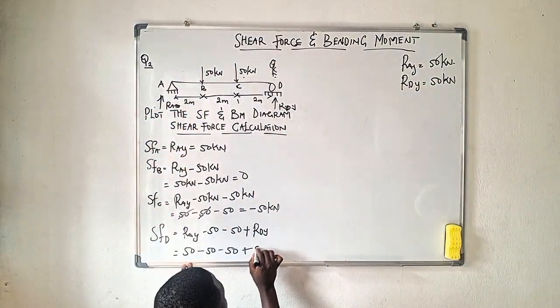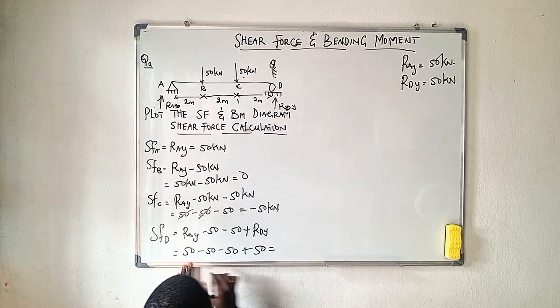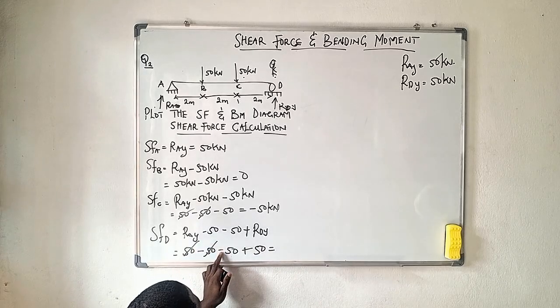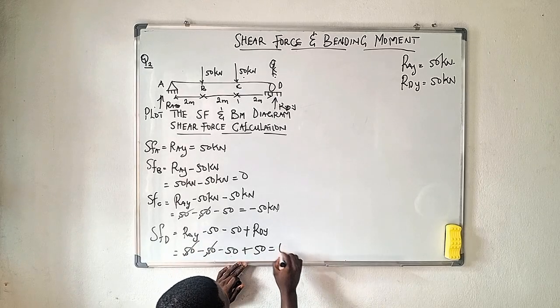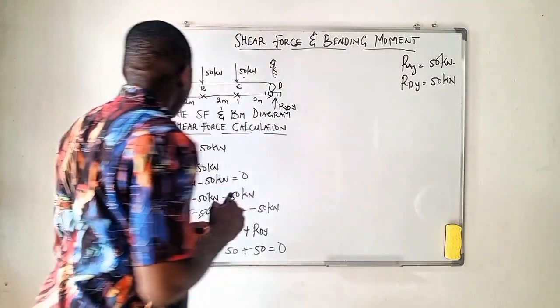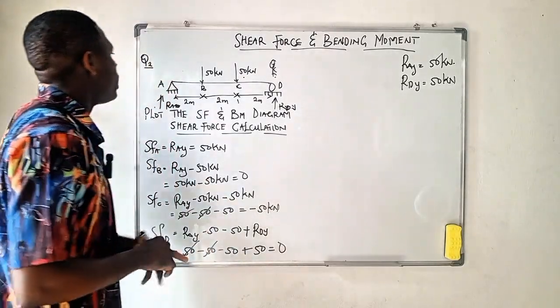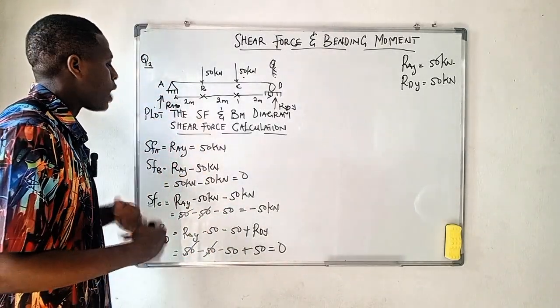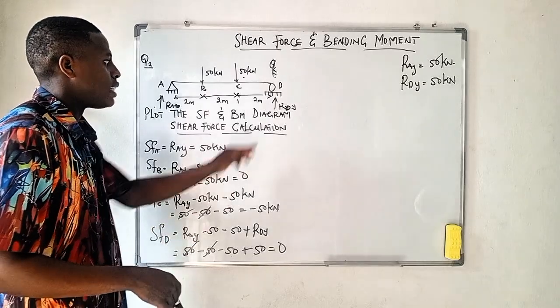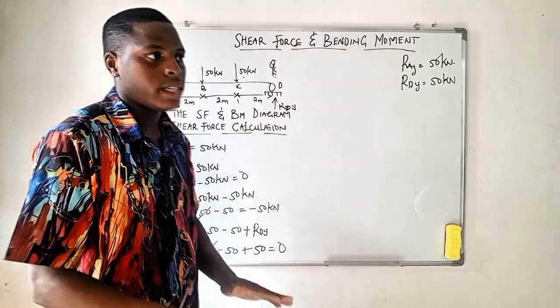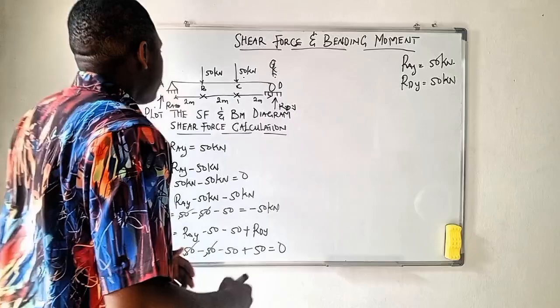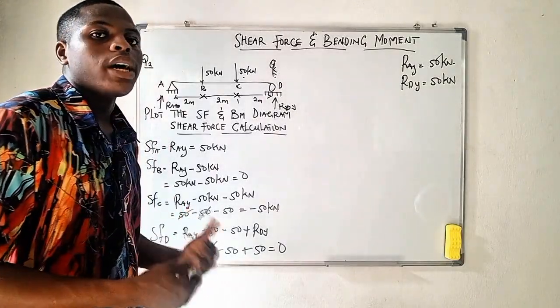So we have 50 kilonewton. So this and this is cancelling out. Minus 50 plus 50 is 0. So note, shear force at the beginning is always the reaction at the beginning, while shear force at the ending is always 0.